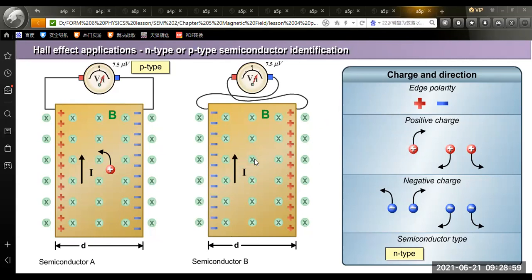That means that the charge now will be negative charge, moving in the opposite direction. Okay, the majority is the negative charge, so it will be an N-type semiconductor. If the charge carrier inside is positive, it becomes a P-type semiconductor. If the negative charge carrier is the majority charge carrier, it will be an N-type semiconductor.